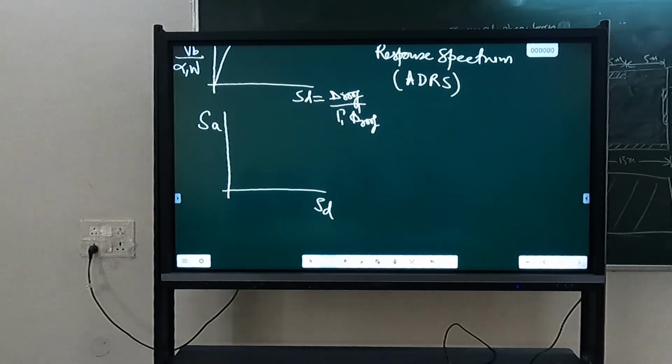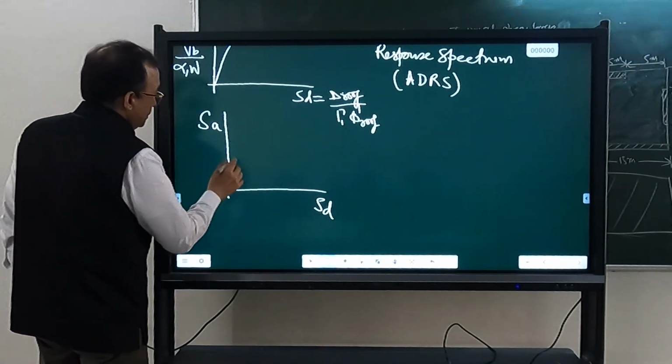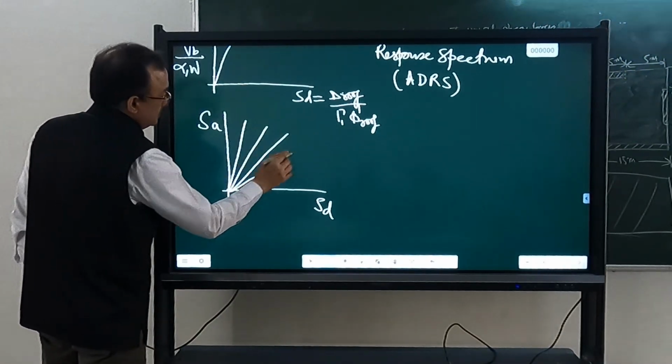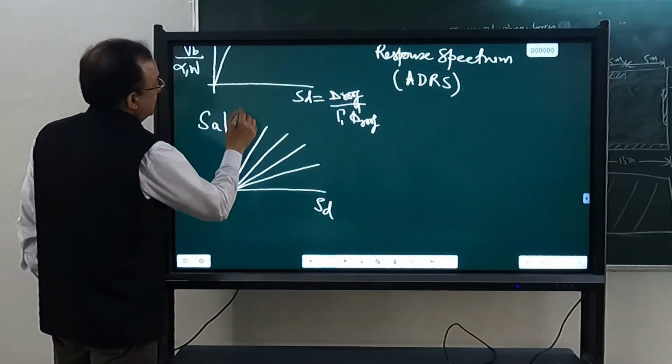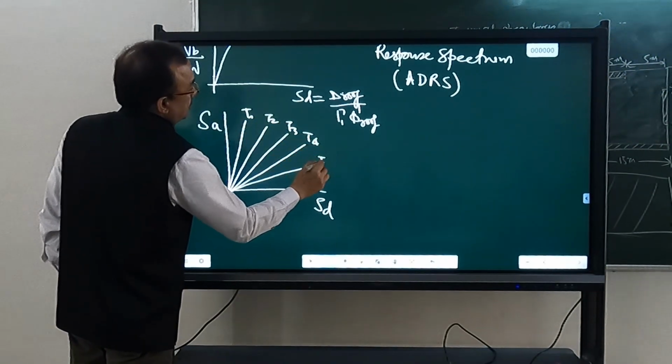This will be a straight line, not at 45 degrees. The angle will depend upon the value of T. Okay, but it will pass from origin. Y is equal to mx plus c. So c is 0. Okay, so constant T lines will be like this. T1, T2, T3, T4, T5.